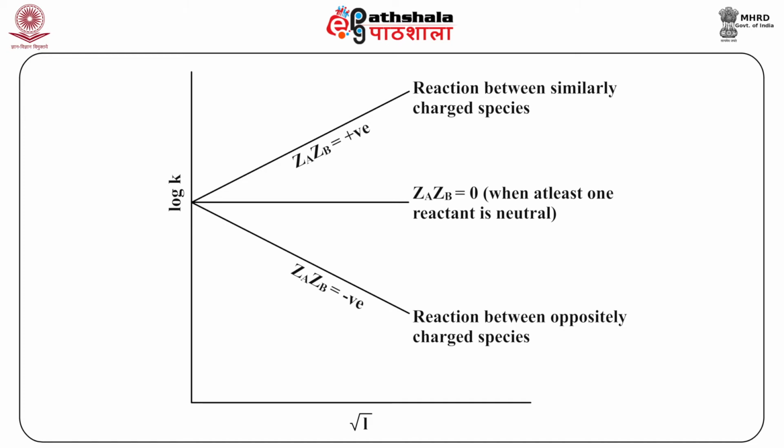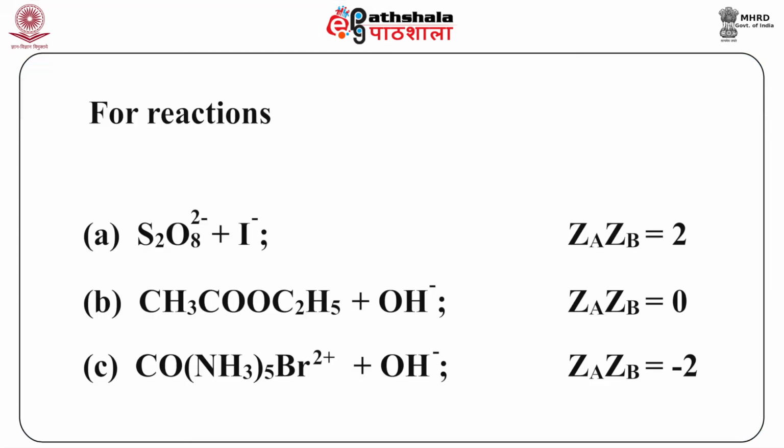On the other hand, if the reaction involves oppositely charged species in the rate determining step, then the product Za Zb will be negative and the rate of reaction will decrease on decreasing ionic strength, that is, on adding salt in the reaction mixture. Some examples with different combinations of Za and Zb are there on your screen.